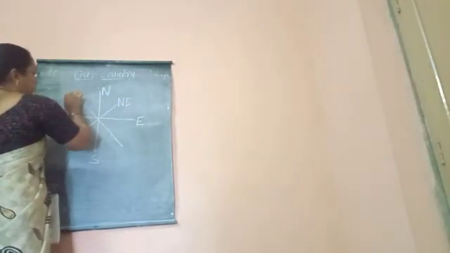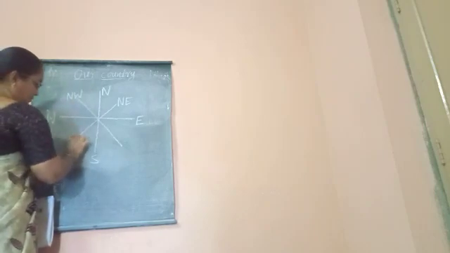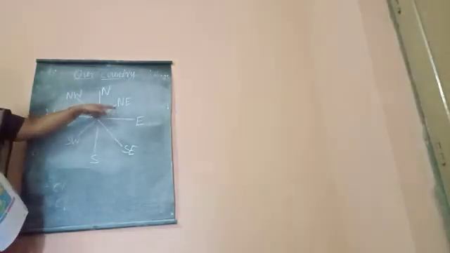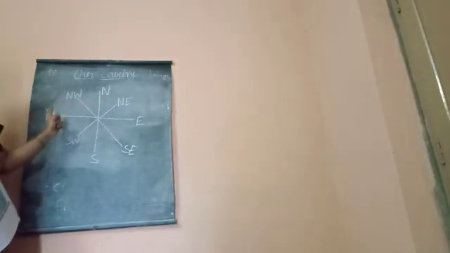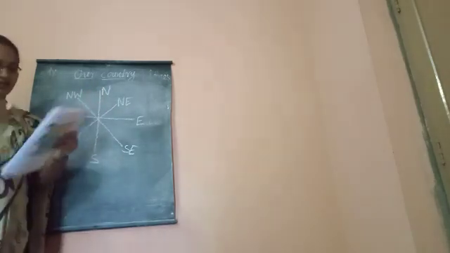Northeast, northwest, southwest, southeast. Northeast is in between north and east, northwest in between north and west, southwest in between south and west, southeast in between south and east. Now east, west, north, south are cardinal directions. Northeast, northwest, southwest, southeast are ordinal directions.